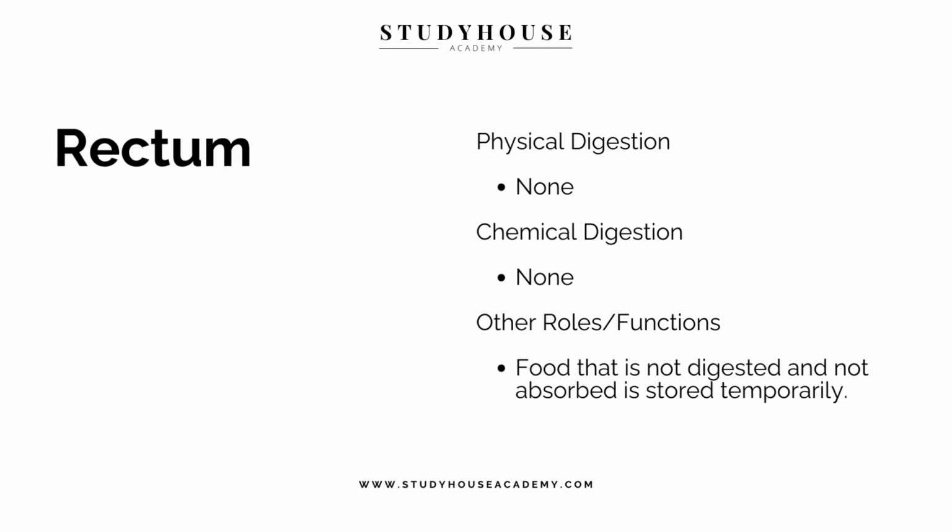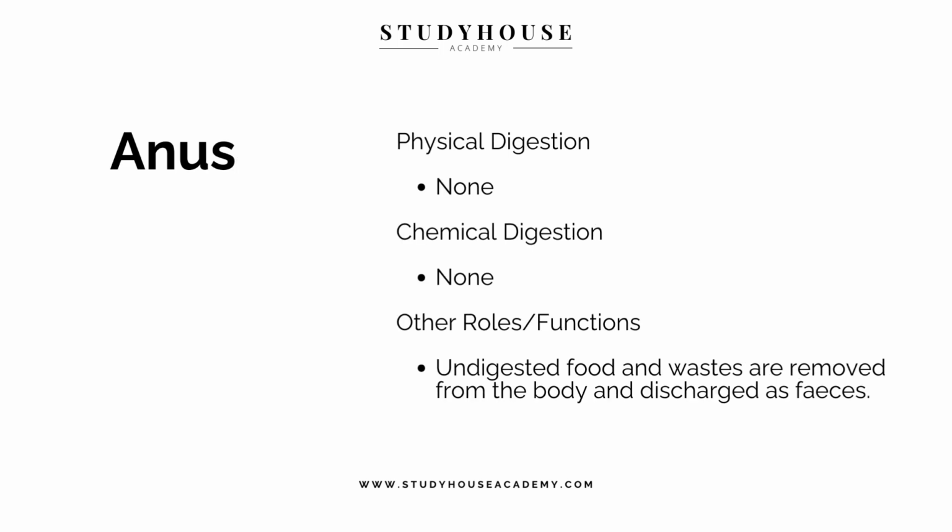Rectum. Physical digestion. None. Chemical digestion. None. Other roles, functions. Food that is not digested and not absorbed is stored temporarily. Anus. Physical digestion. None. Chemical digestion. None. Other roles, functions. Undigested food and wastes are removed from the body and discharged as feces.